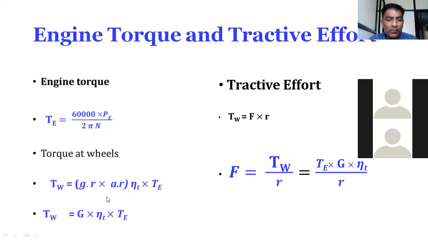So whatever we are going to get with this equation, ultimately this GR into AR is nothing but overall gear ratio. So this bracket is replaced by G. Therefore, torque available at wheels, TW is equal to G into eta T into TE, that is engine torque.